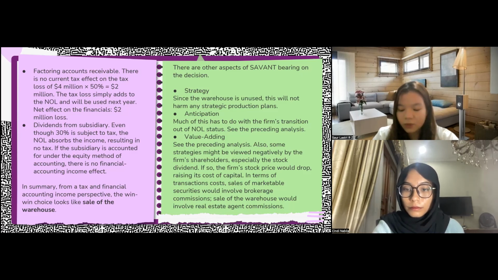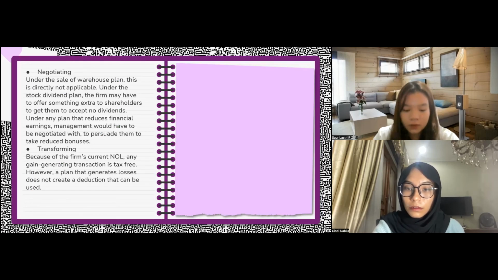In terms of transaction costs, sales of marketable securities will involve brokerage, while sales of the warehouse will involve real estate agent commissions. And then negotiating. Under the sale of warehouse plan, this is not directly applicable. Under the stock dividend plan, the firm may have to offer something extra to shareholders to get them to accept no dividends. Under any plan that reduces financial earnings, management would have to be negotiated with to persuade them to take a reduced bonus. And the last one from a tax perspective is transforming.